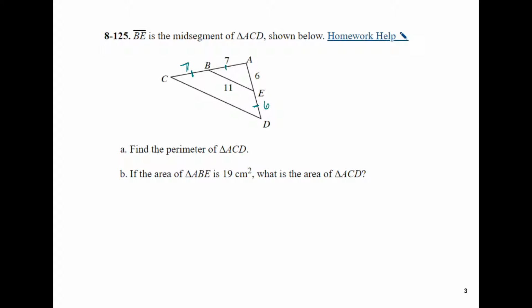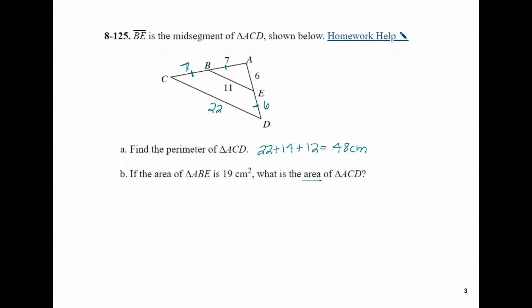This would also tell us that line segment CD is 22 inches because it is double of what line segment BE is. So when we find the perimeter, we would add 22 plus 14 plus 12, which would give us 48 centimeters. If the area of triangle ABE is 19 centimeters squared, what is the area of triangle ACD?